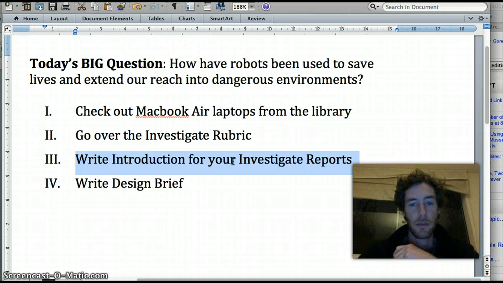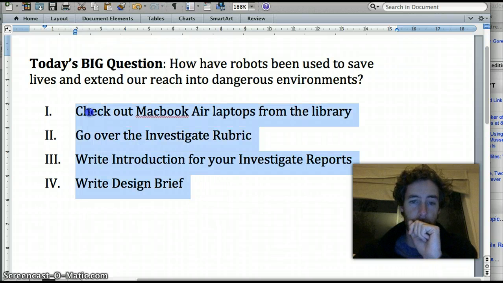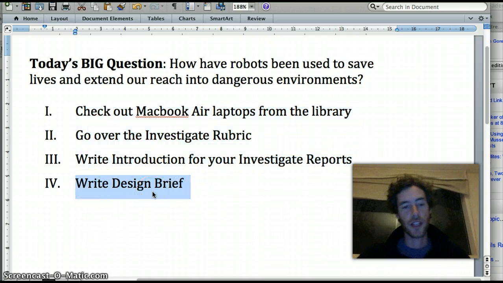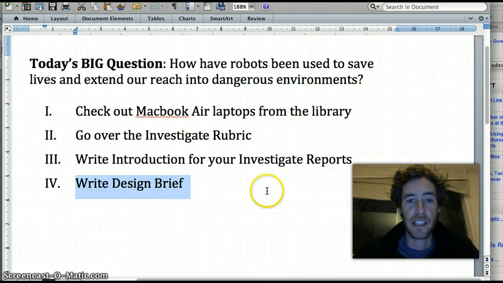We'll talk a little more about that when we go over the outline for your Investigate report that's on Moodle. And then finally, if we have enough time in class, I'm going to ask you to begin writing your design briefs so that we can concentrate on design specifications and design tests for the next class. In that way, you can finish up our Investigate report by the end of this week.